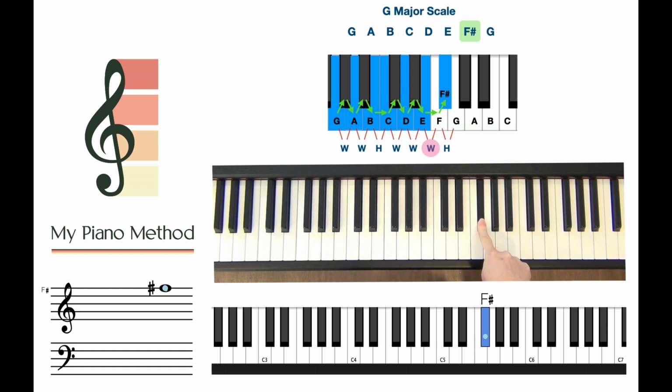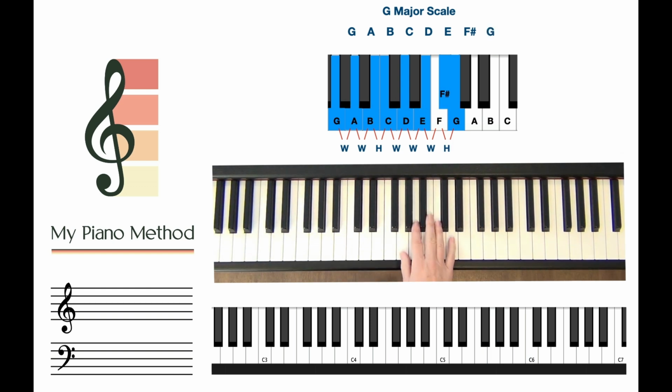And lastly, we need to land on the G, which is nice and easy. The formula says a half step, and we can move up a half step here to land on the G. And we know the G won't be sharpened or flattened because this is a G major scale. And now we have all our notes. G, A, B, C, D, E, F sharp, G.